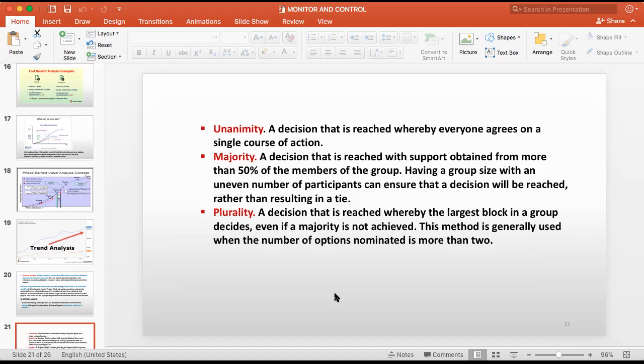That cluster, a large block in the group, decides even if the majority is not attained. As a whole, the majority is not attained, but the larger group decides. These things we have discussed earlier also in detail, so you can go through that note also. Majority and plurality, how it happens. Unanimity, majority, plurality.